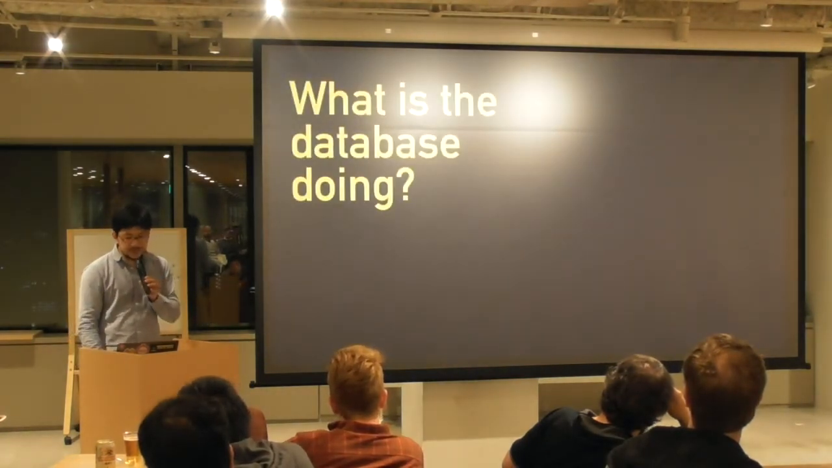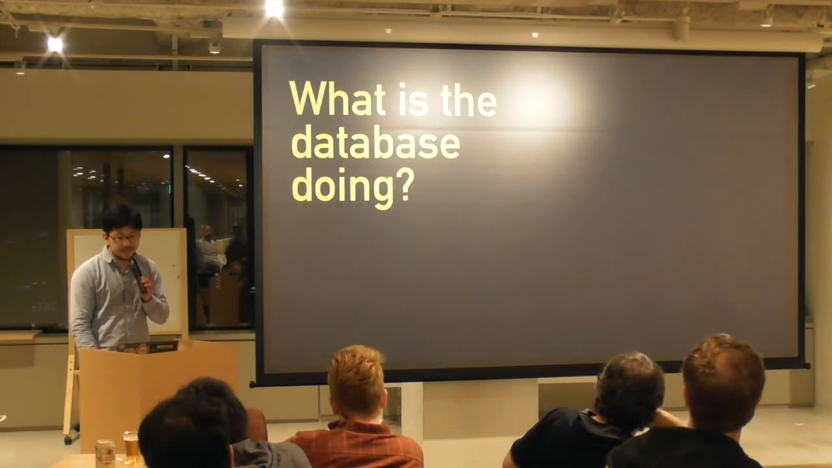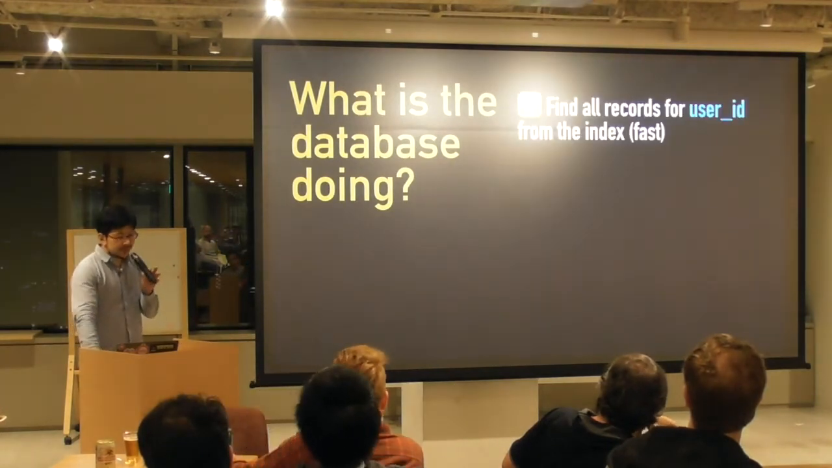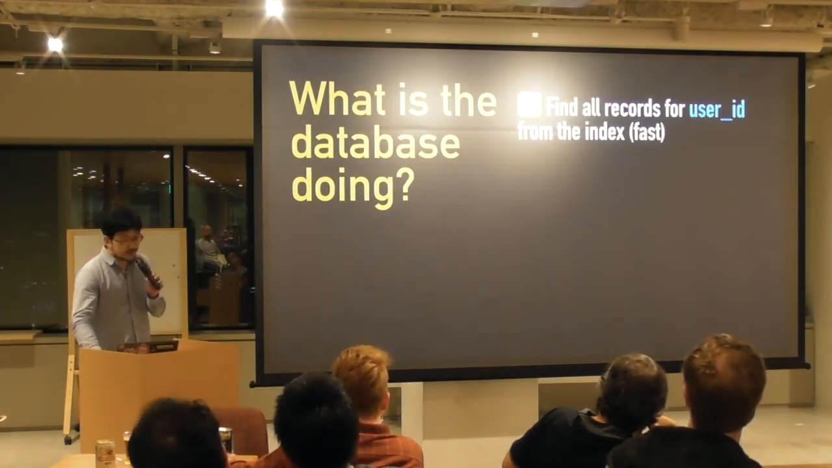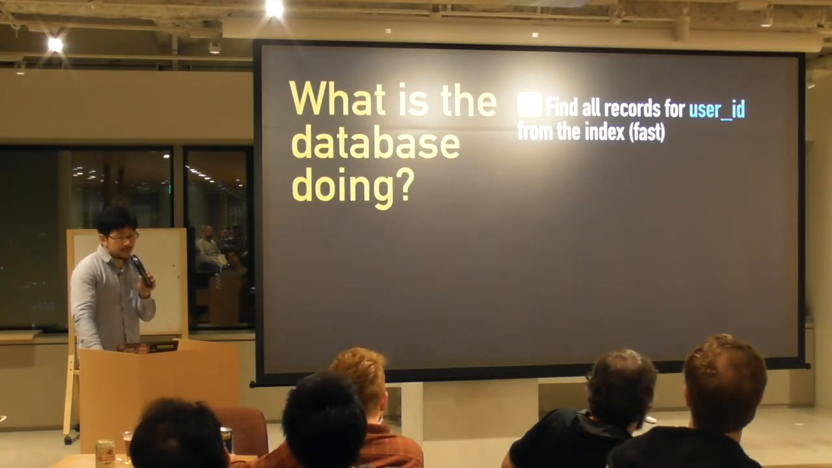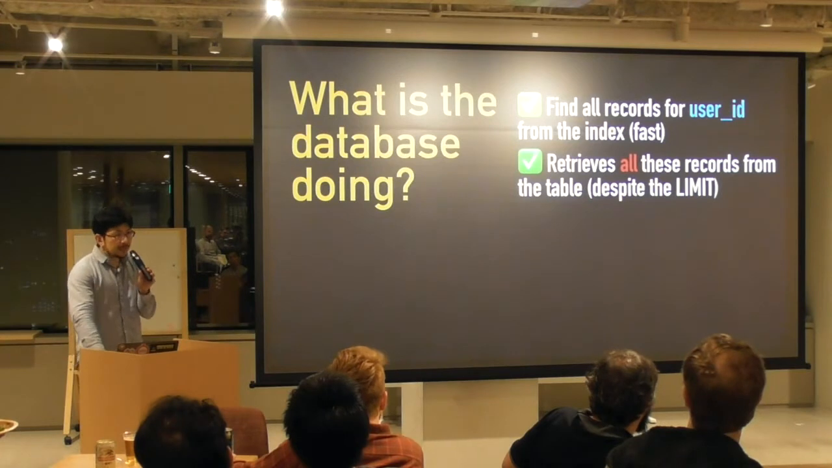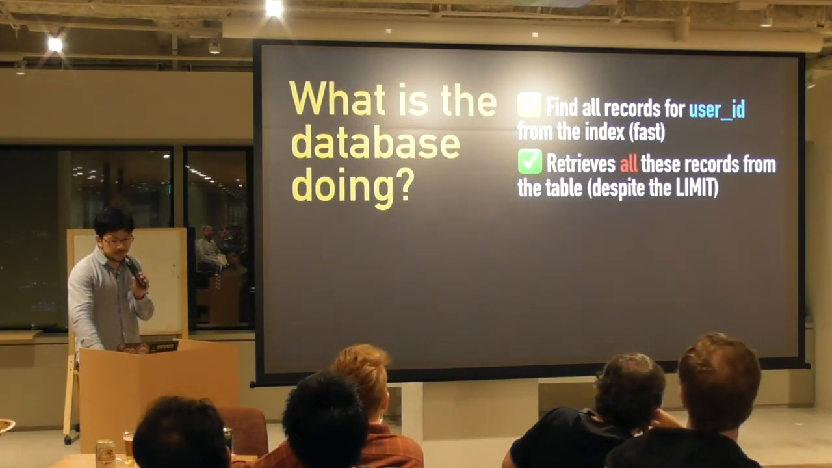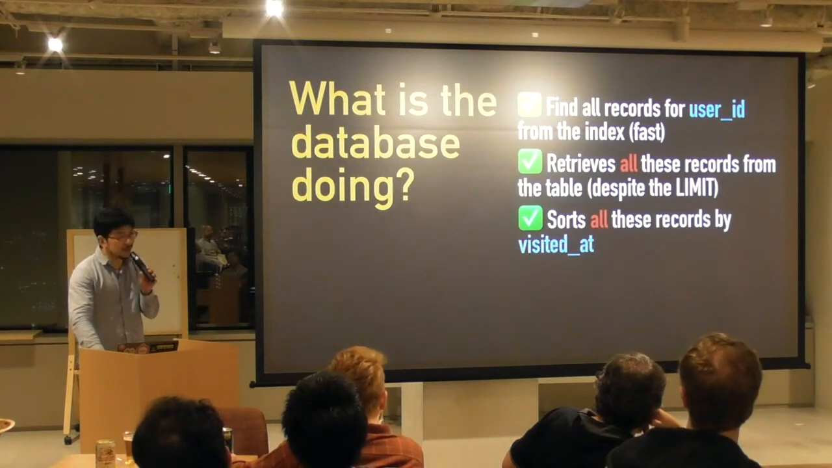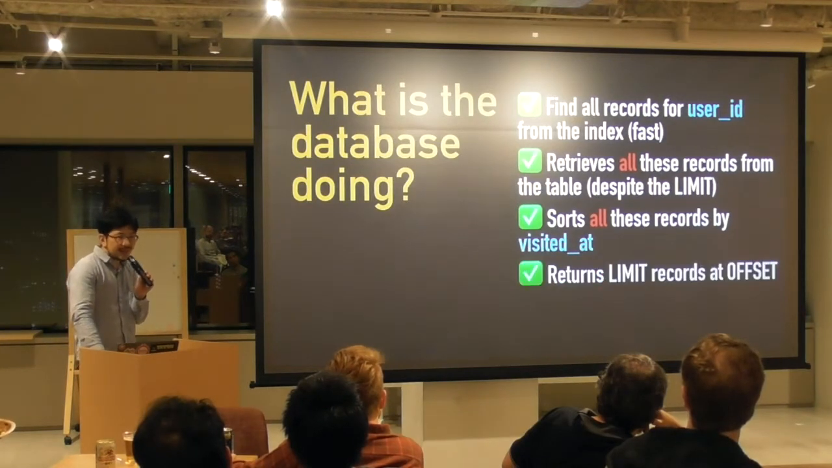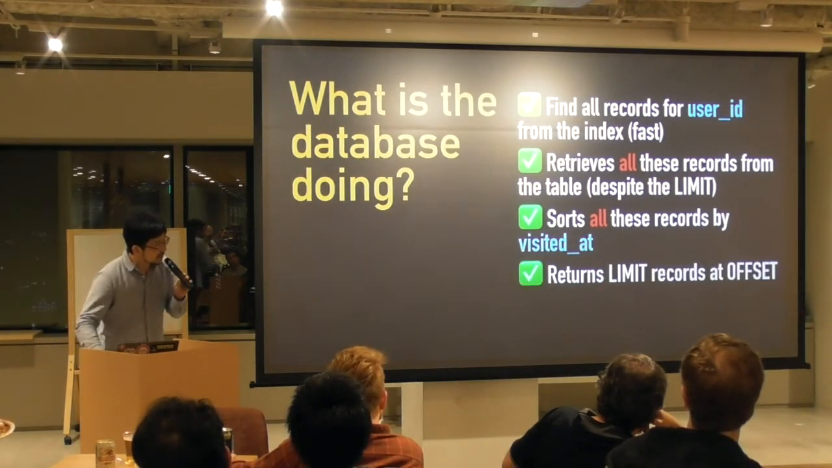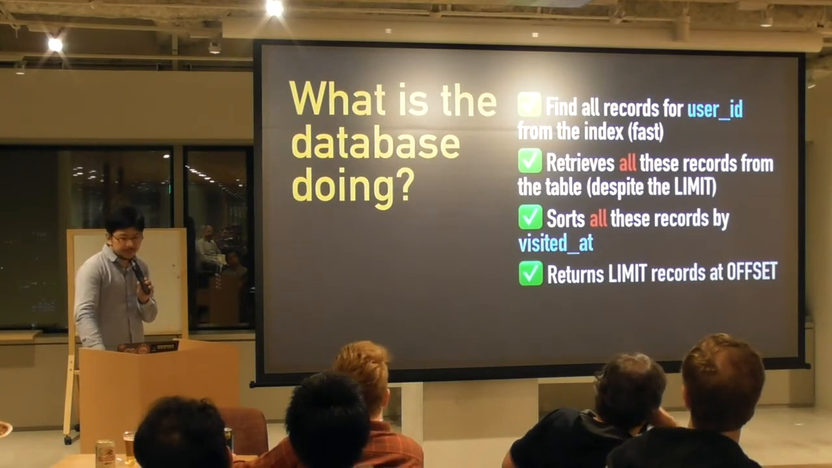So what's the database doing here? Firstly, because it's got the where, it finds all the records for the user ID from the index, and this is really fast. Then, despite the limit, it actually retrieves all those records. And it has to sort them, because we've got this visited at order by, so you have to sort everything. Then it goes through everything, limits it, and returns it at the offset.